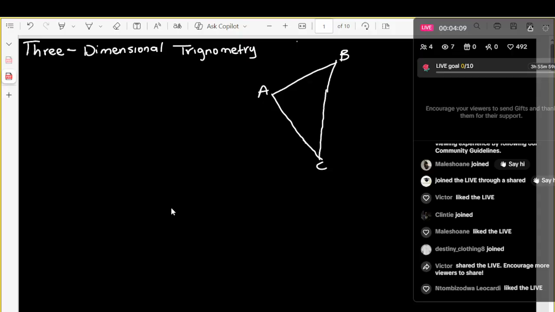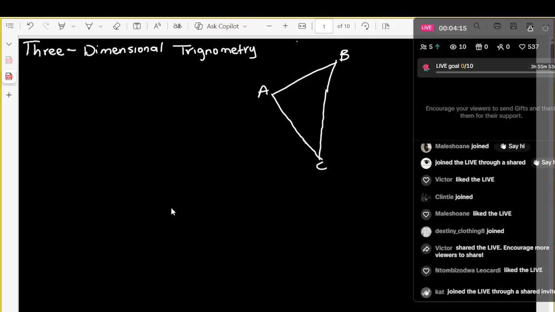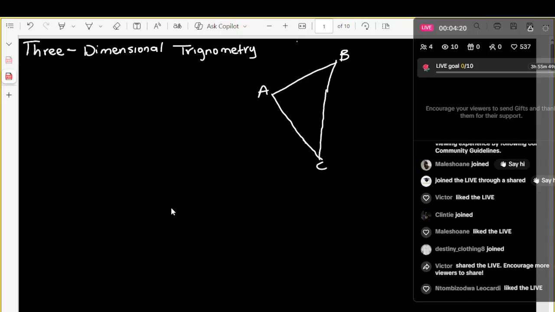Okay, welcome guys. So today's lesson I want us to discuss three-dimensional trigonometry. We're going to see how this works. When we talk about three-dimensional trigonometry, it has to do with what we call the sine rule, the cos rule, and the area rule. So this is what we're going to discuss in this lesson.